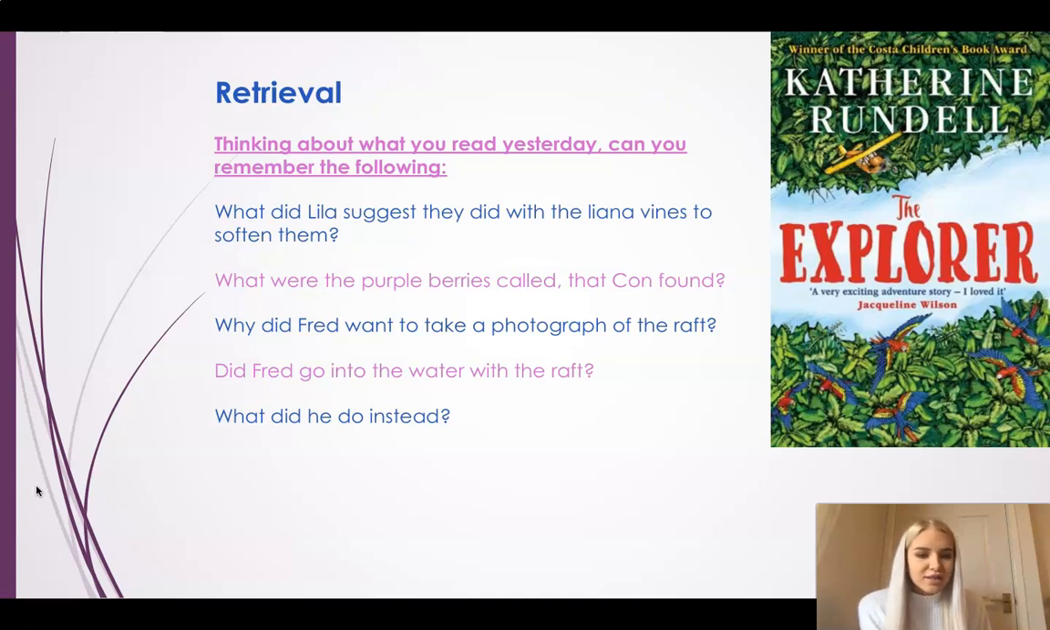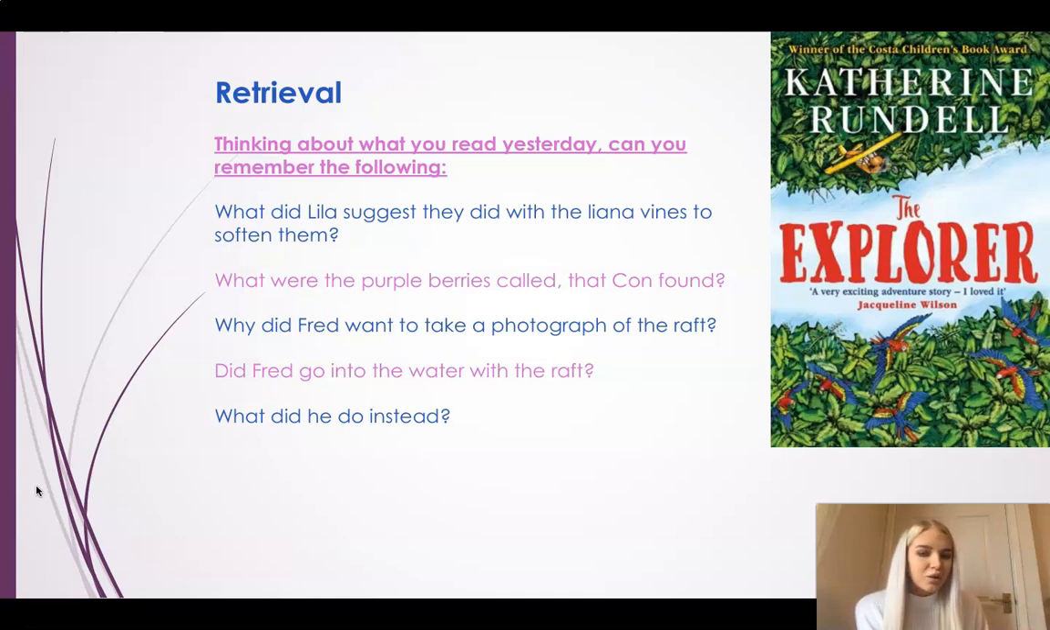Why did Fred want to take a photograph of the raft? Do you remember? That's right. It was all about his father, wasn't it? He wished he could take a photograph to show his father the hard work that he'd made. He'd made this raft all on his own, so he wanted to showcase the hard work that he'd done.